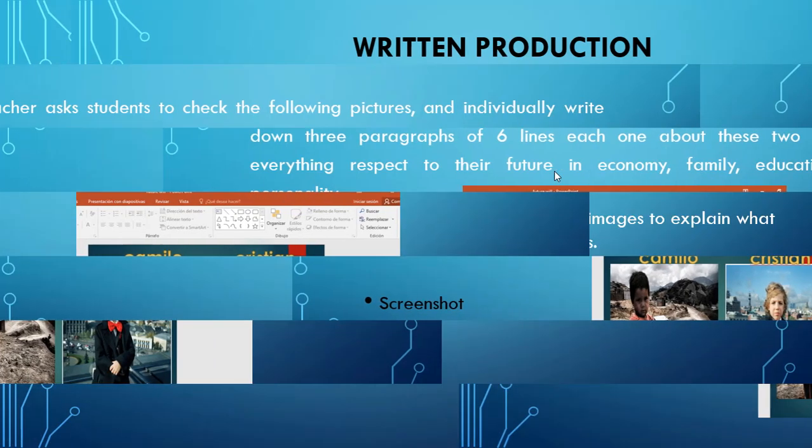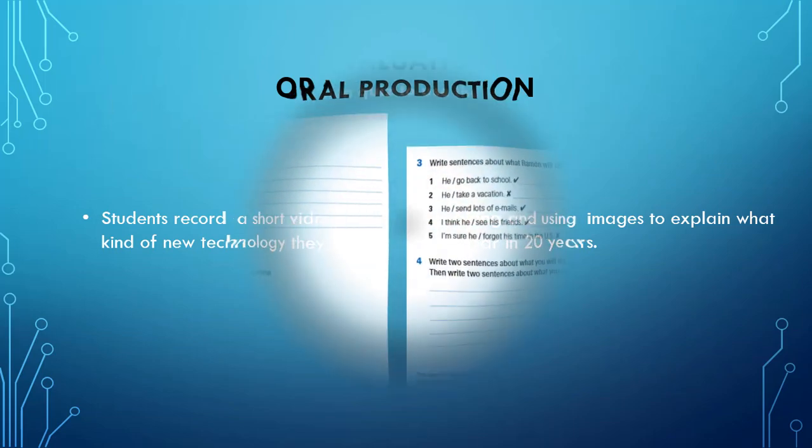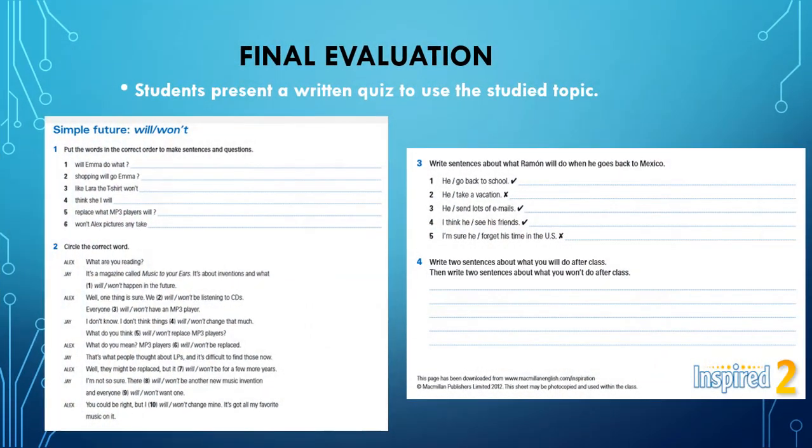To complement, in the oral production, the students have to record with a cell phone or camera a short video in couples, speaking and using images to explain what kind of new technology they imagine will appear in 20 years and what will be their characteristics. Finally, students will present a quiz with open and multiple choice exercises for the studied topic.